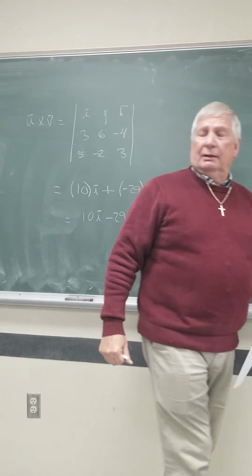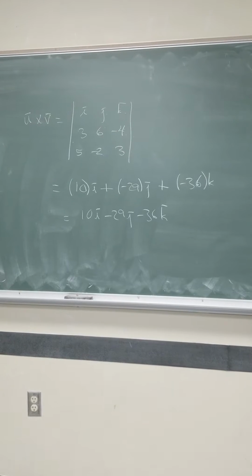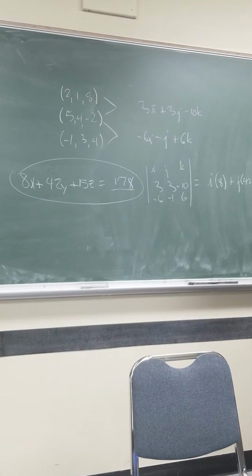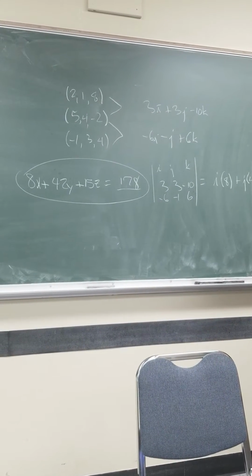-36k. And i minus 29j minus 36k. Okay, it's not that bad.